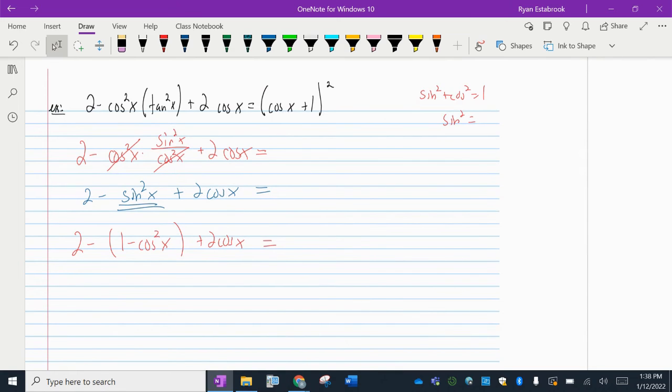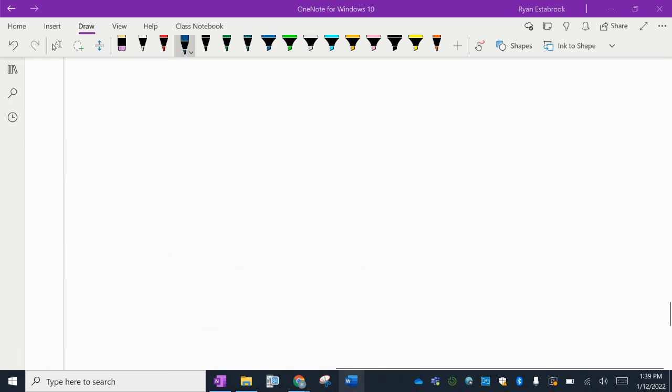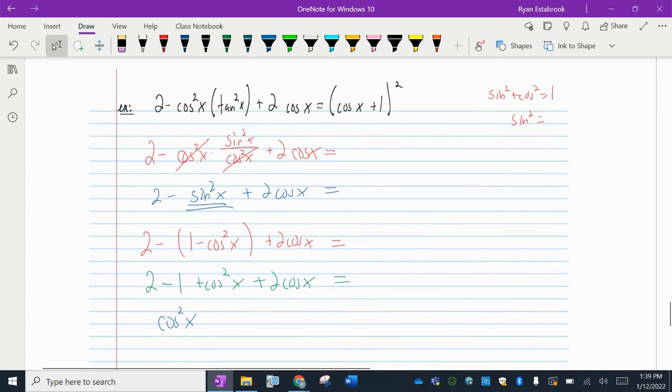Any questions up through the red step? Let's distribute this minus sign. So it's 2 minus 1 plus cosine squared of x plus 2 cosine of x. Things should start clearing up a little bit. I'm going to change the order and put the cosine squared first. Oops, plus 2 cosine of x. And then what comes at the very end? Plus 1.